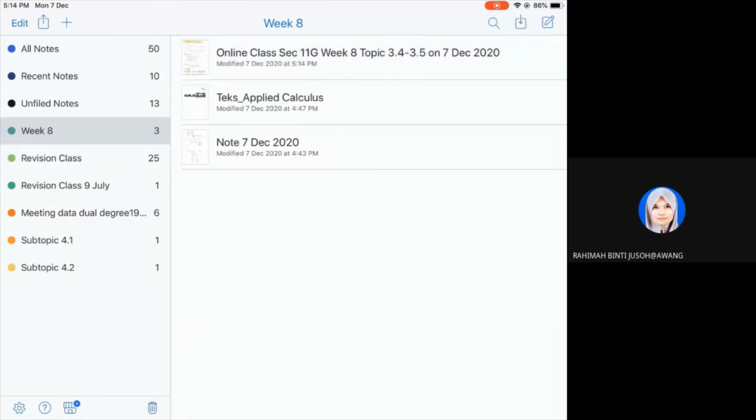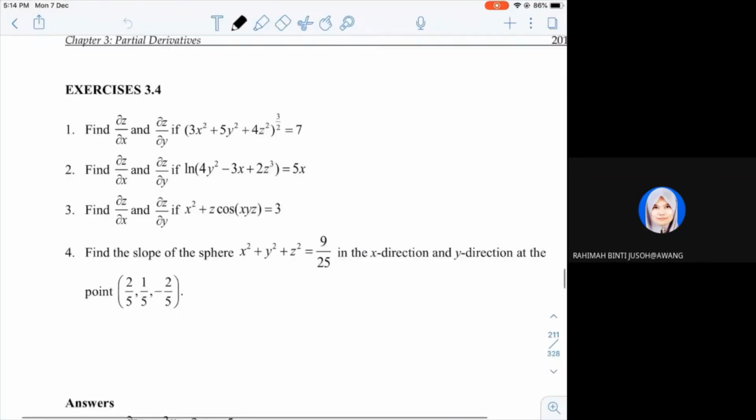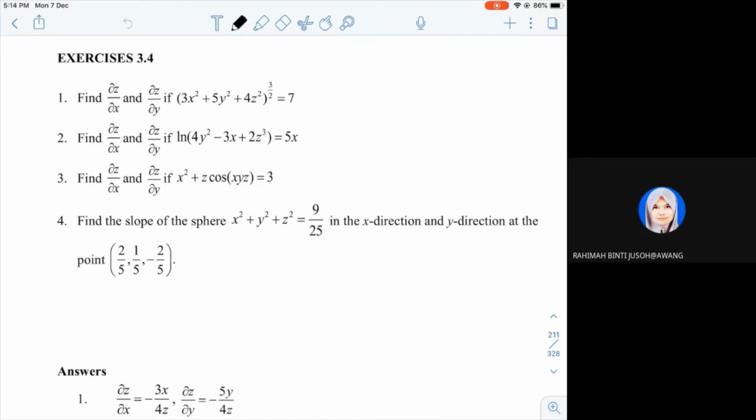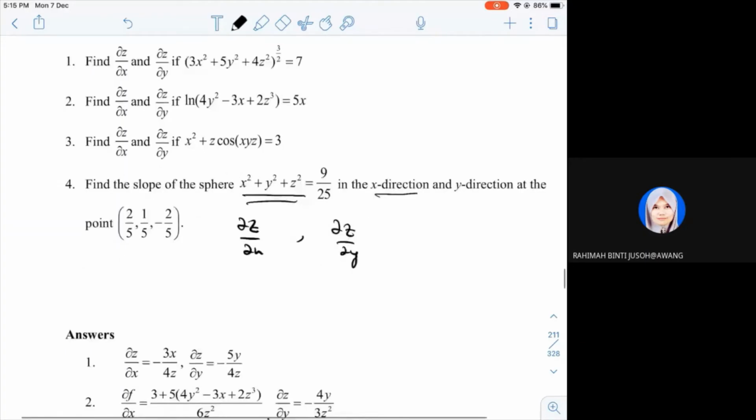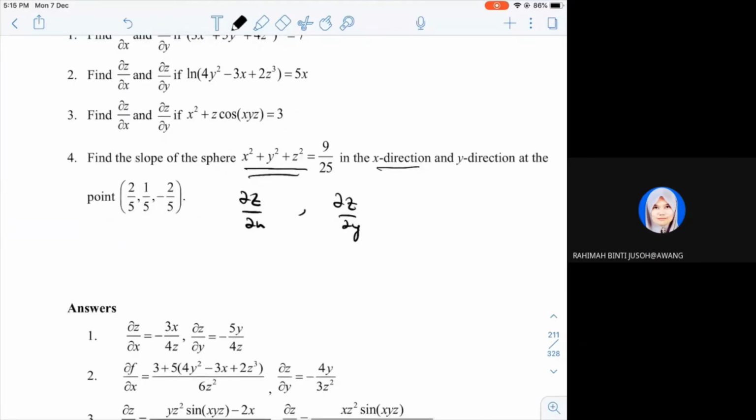Alright. So now, okay, question number 4 is very simple. Sangat simple guys. Equation dia macam ni je. So you just need to differentiate. Dia kata slope in x direction. Of course lah, you kena cari del z over del x. Okay, and then in y direction, del z over del y. Simple sangat ni equation dia. So no need lah, you think. Sebab you punya equation akan jadi macam ni: x squared plus y squared plus z squared minus 9 over 25 equals to 0. So you just differentiate x squared je. Simple sangat ni soalan ni.